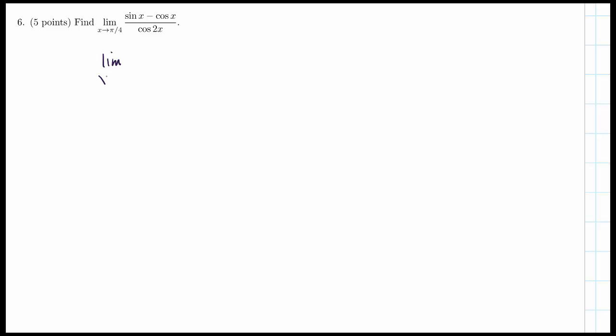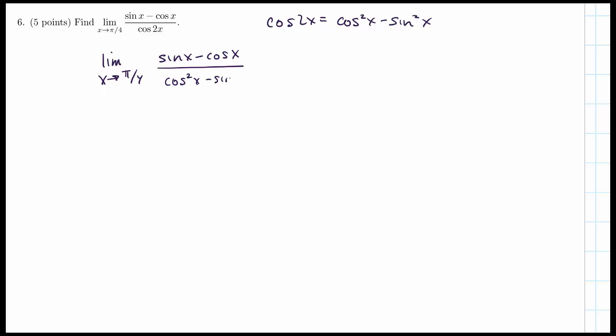But maybe we have some other tricks up our sleeves. Perhaps that trick up our sleeves is an identity, and that is that cosine of 2x is equal to cosine squared x minus sine squared x. Let's write that down. Cosine squared x minus sine squared x.